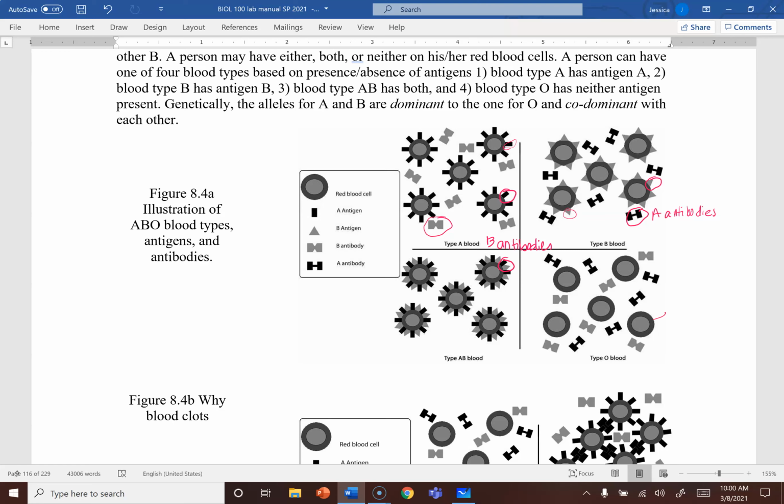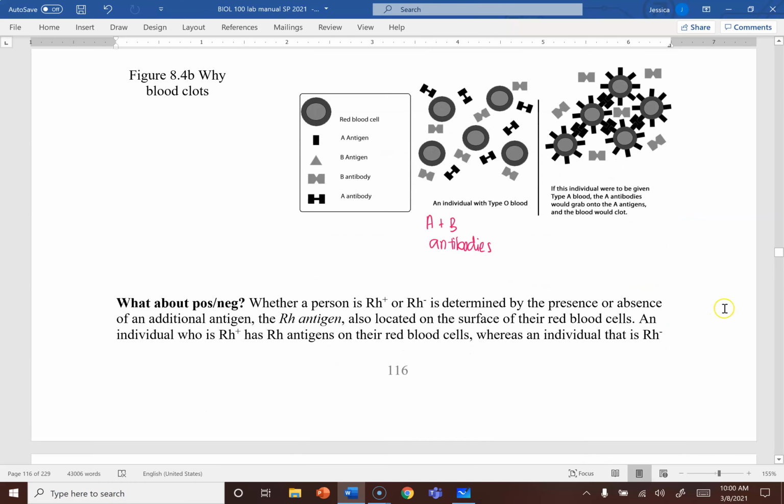Now this means if you have type B blood and you are given type A blood, you are going to make an immune response against that blood type. This is a bad thing. If you are type AB blood, you have both antigens, which means you actually don't make either antibody, which is kind of cool. So you can accept any blood type. Blood type O, because it doesn't have any antigens, can be a donor. Individuals with type O blood can donate to anybody.